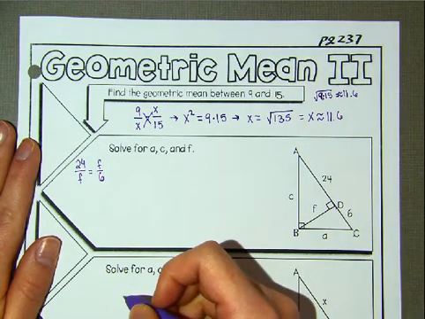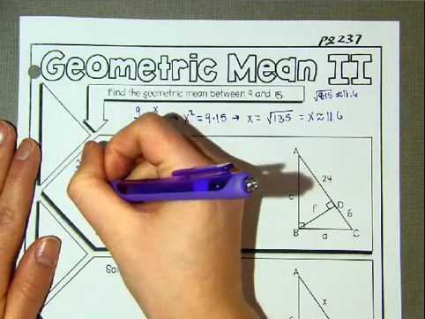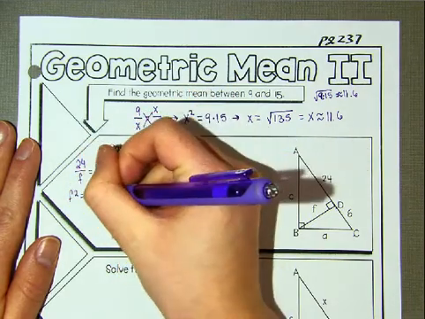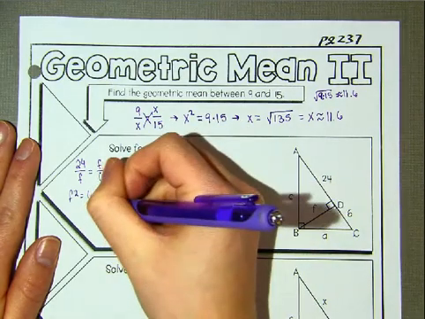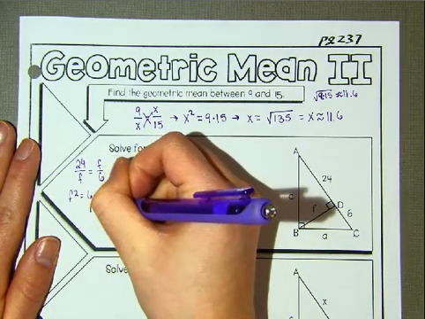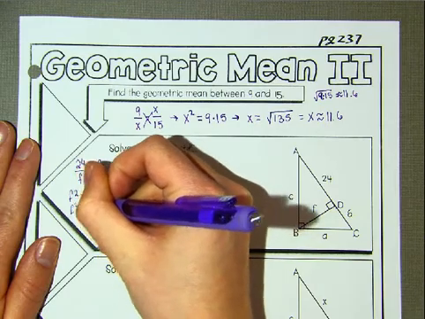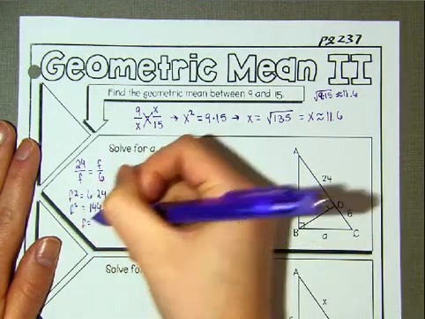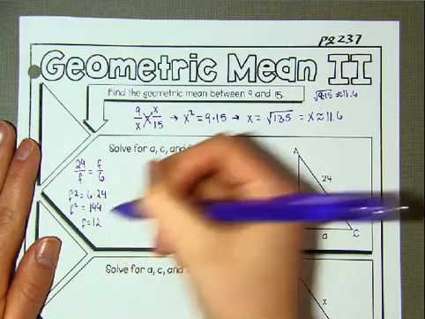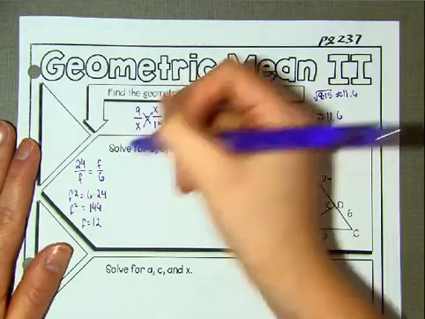So now, solving that out, we have F squared equals 6 times 24. 6 times 24 is 144. When we take the square root of 144, that gives us F equals 12. So we've solved for F.